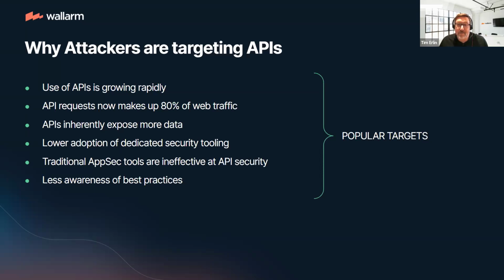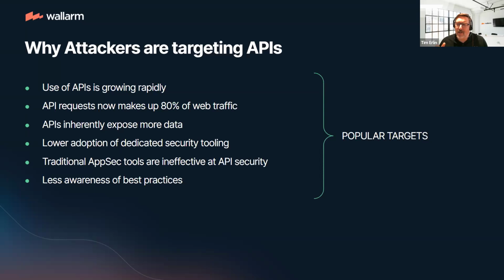And it's important to understand that APIs inherently expose more data as well. APIs are designed to surface data. They're designed for programmatic interaction and to provide that data. That's a key component in what an API is. And so those top three items here alone can make APIs a popular target for attackers. But there's a little bit more that makes them popular as well.